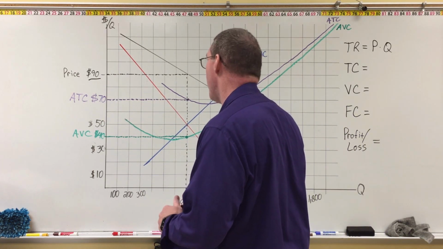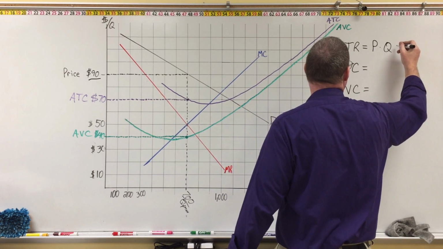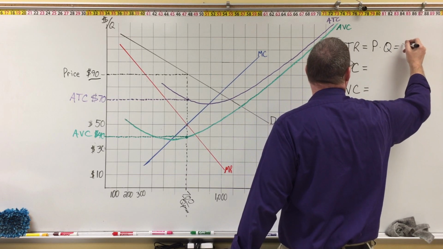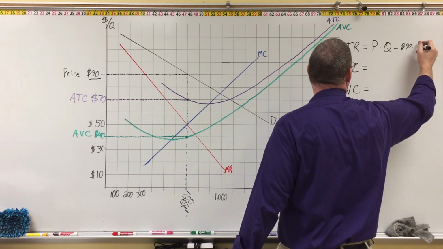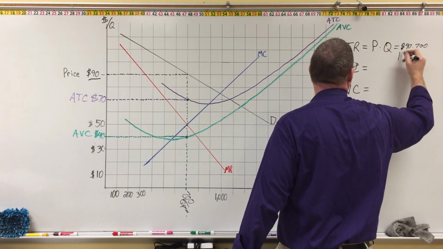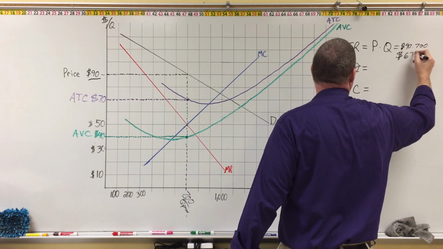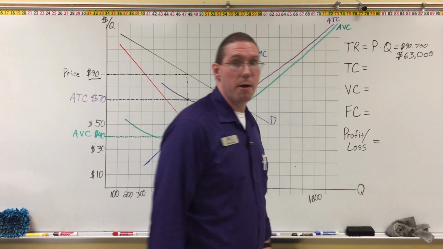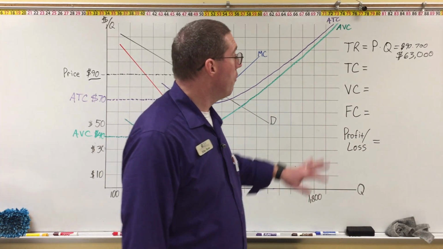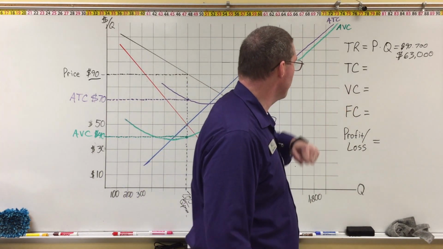Does that sound about right? Yeah. So in this particular case, it's going to be price is 90 times quantity is 700. So the total revenue for this firm, the ideal profit maximizing total revenue, is going to be $63,000. Now let's move on to total cost, variable cost, and fixed cost.